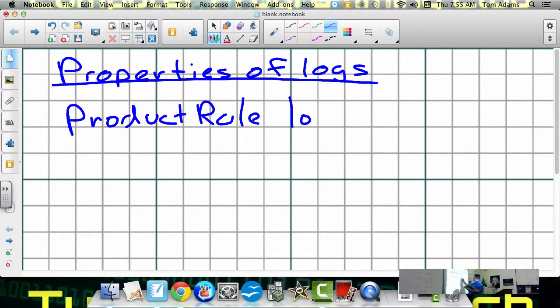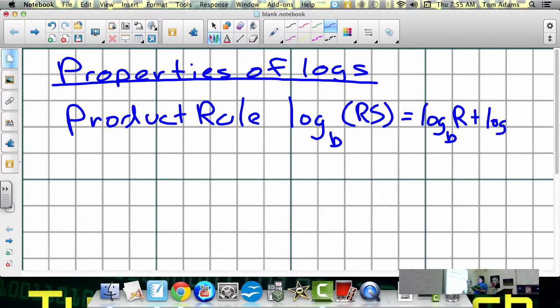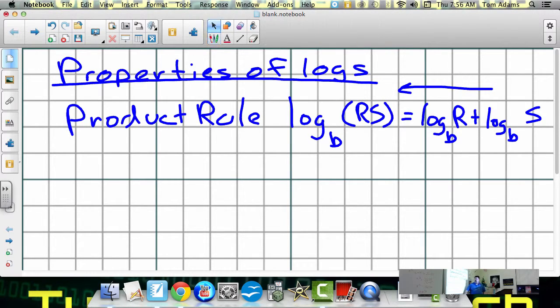So if I have log base B of RS, that's a product, R times S, that's the same as log base B of R plus log base B of S. Somewhere in your homework, you're going to have something presented in this way, and you're either going to take the sum of two logs and make it a product, or vice versa. You're probably going to go this way. So that's the first one.